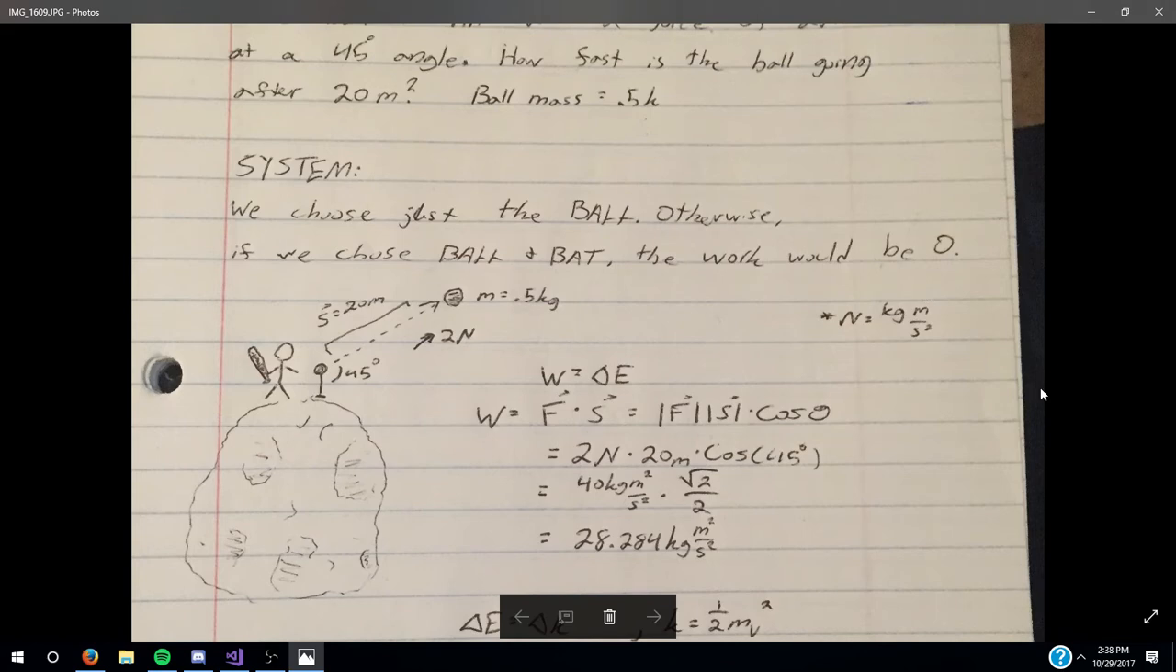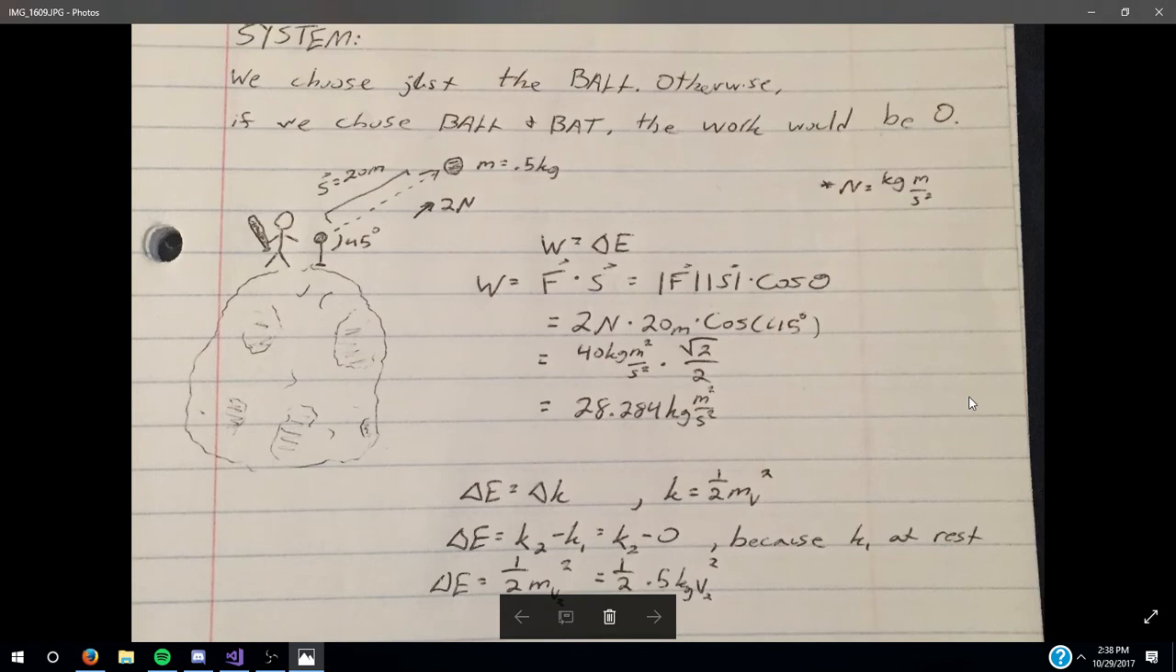We have to choose our system when calculating work done. We choose the ball because we're looking at the forces that are acting on the ball. If we say chose the ball and the bat, the work done would actually be 0, and we wouldn't really get a whole lot of information out of this. So we start with our basic formula. Work is the change of energy.